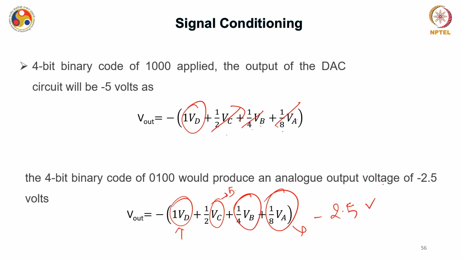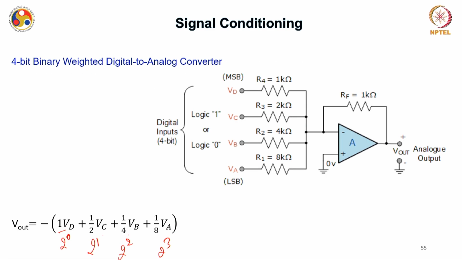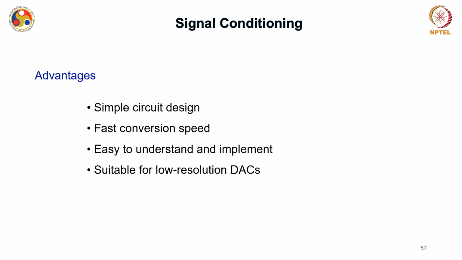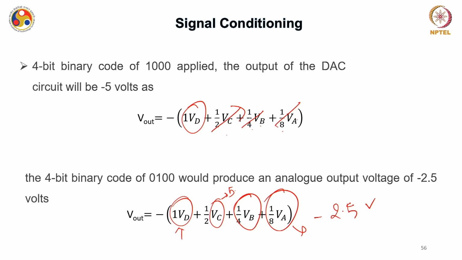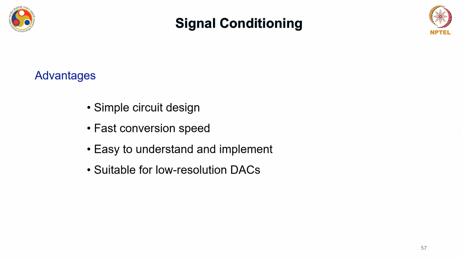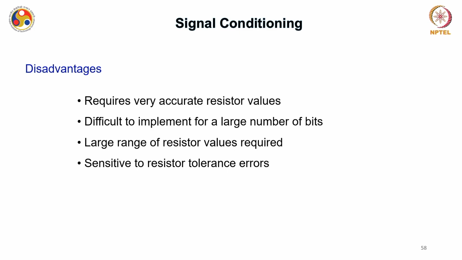Now, this is a simple circuit, but please note that you are using different resistors. They are weighted resistors, but they are different resistors. The advantage of this kind of configuration is that it has a very simple circuit design, so design implementation is easy. It has fast conversion speed and it is easy to understand and implement. These kinds of weighted resistor based DACs are suitable for low resolution values, or where your requirement is for low resolution DACs, you can use them.